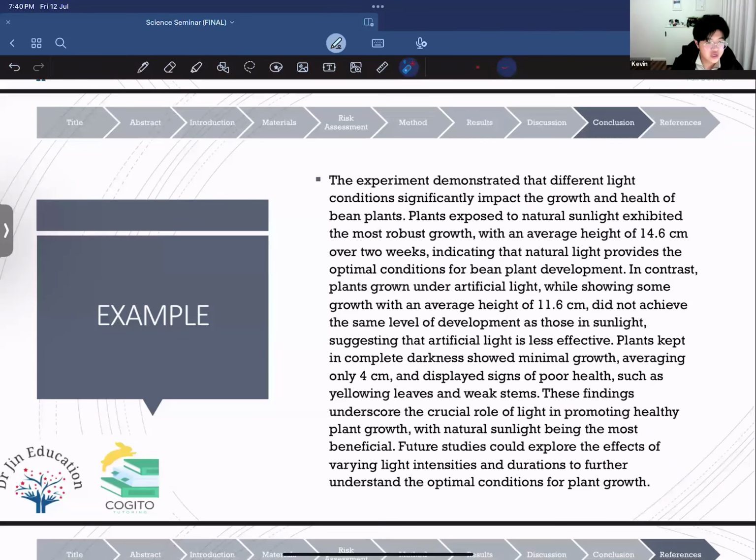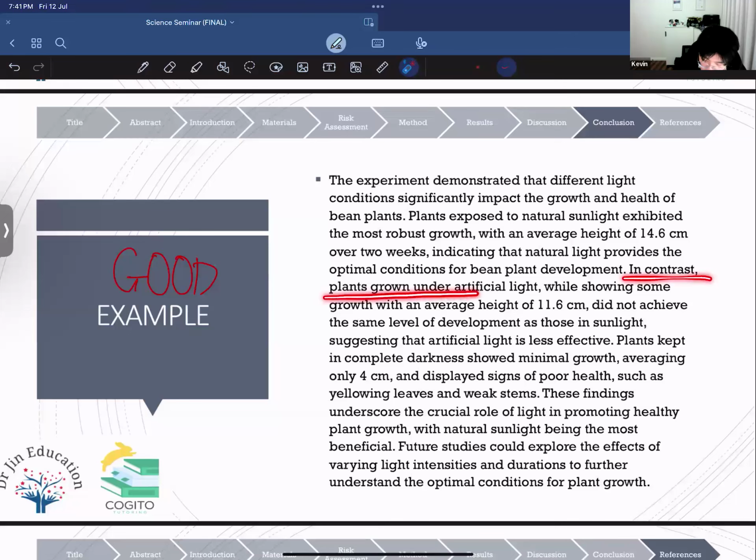This is an example of a conclusion. And as you guys would guess, this is the better one. It's a good example, okay? Now, the experiment demonstrated that different light conditions significantly impact the growth and health of bean plants. Plants exposed to natural sunlight exhibited the most robust growth with an average height of 14.6 over 2 weeks, indicating that natural light provides optimal conditions for bean plant development.